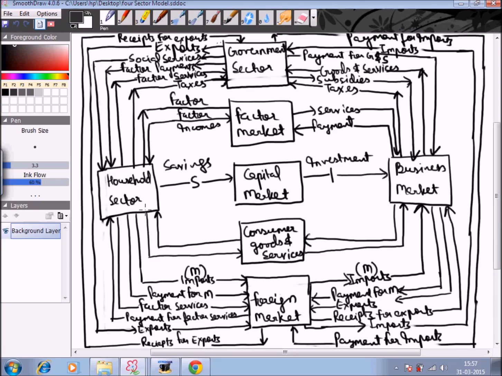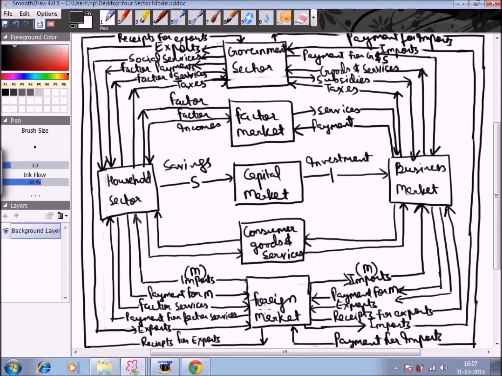The household sector, whatever they are exporting, they are just exporting labor to the foreign nations, to the foreign market. And what they are importing is non-labor and other goods and services. Fine. While the government sector and the business market are exporting and importing all things, that is goods and services, labor, everything. But the household sector is only exporting labor to the foreign market.